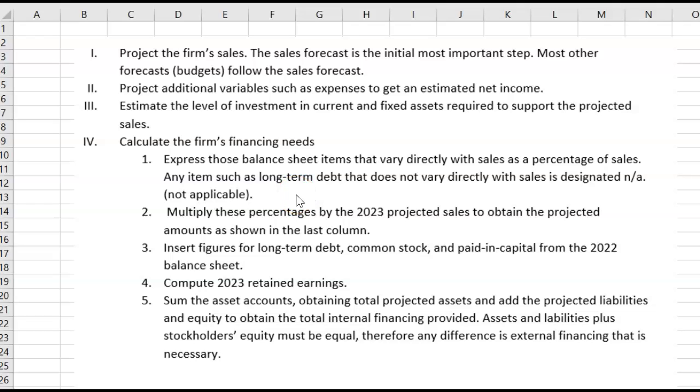So what we're going to talk about now is in the last section of the textbook. It's financial forecasting using the percent of sales method. Basically, what this method does is it prepares a pro forma set of financial statements. And pro forma financial statements are used for a lot of different circumstances.